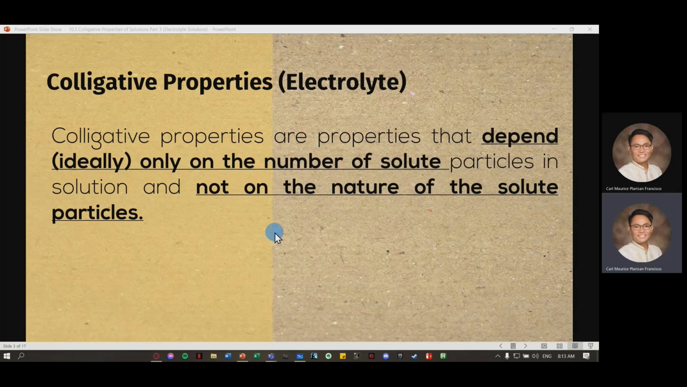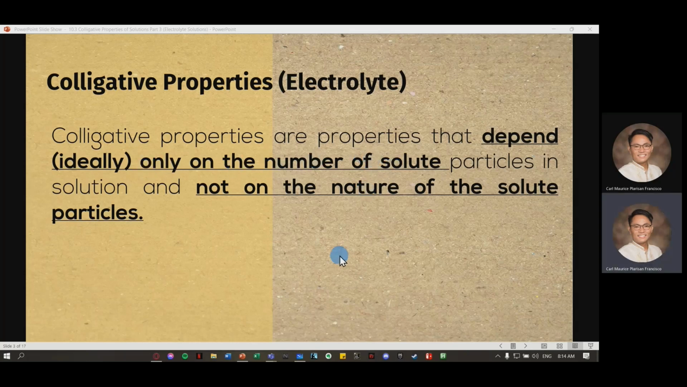Now, colligative properties. Let's recall what colligative properties are. Colligative properties are properties of solutions, as the highlighted phrases denote, that depend ideally only on the number of solute. Take note that whenever we are talking about colligative properties of solutions, we are actually focused not on the nature, but rather on the quantity or the number of solute.